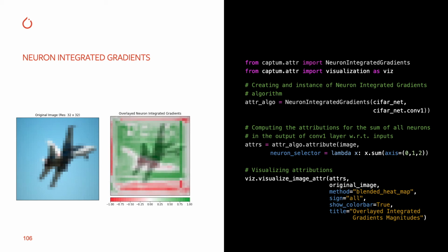Here we can see interesting patterns when we visualize the attribution scores for all neurons in the conv1 layer. It is interesting to see that some parts of the plane appear unimportant for the conv1 layer and that the edges of the image are also negatively correlated with the plane prediction.